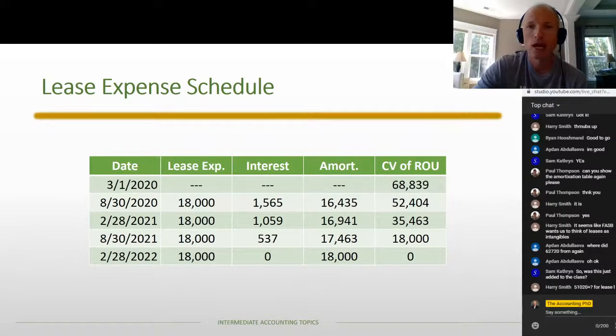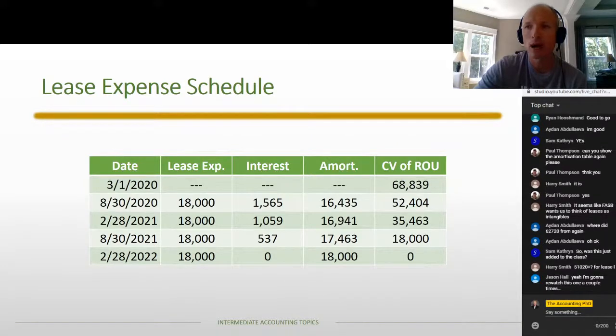Okay, so now we're going to use these two tables and we're going to apply them to the problem.